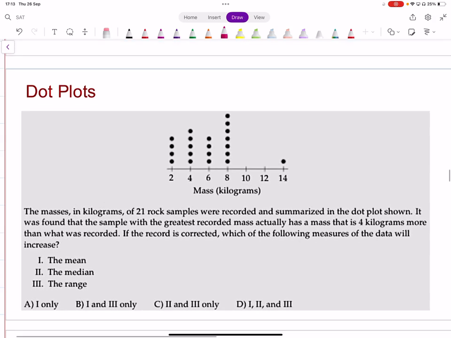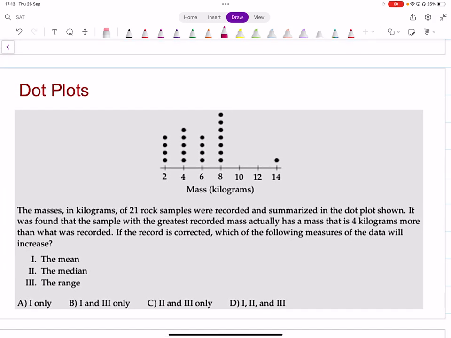Okay, let's have a look at this now. The masses in kilograms of 21 rock samples were recorded and summarized in the dot plot shown. It was found that the sample with the greatest recorded mass actually has a mass that's 4 kilograms more than what was recorded. If the record is corrected, which of the following measures of the data will increase? The sample with the greatest recorded mass. What's the greatest recorded mass? 14. There's one point there as well. The greatest recorded mass is 14.